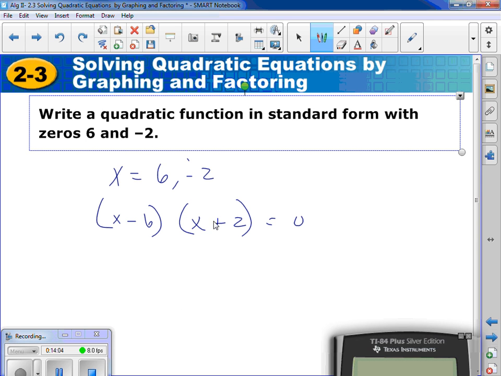Now we want to go from this to the next step. What would our next step be? Distribute. X times x is x squared. X times 2 is 2x. Negative 6 times x, negative 6x. Negative 6 times 2, negative 12. Only thing I've done is FOILed.